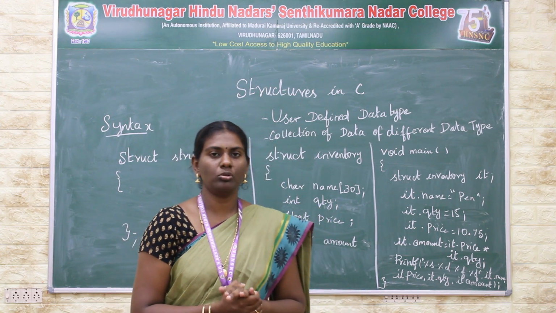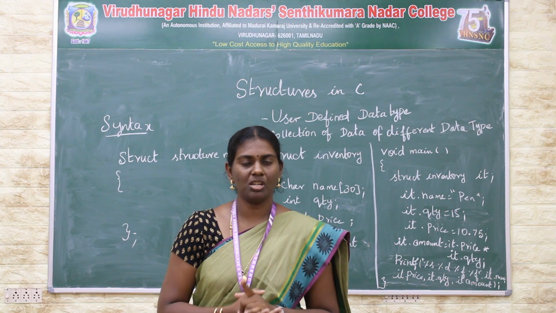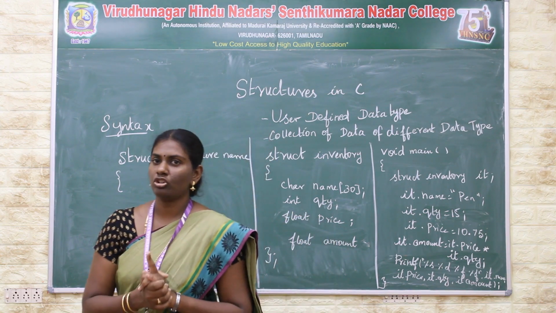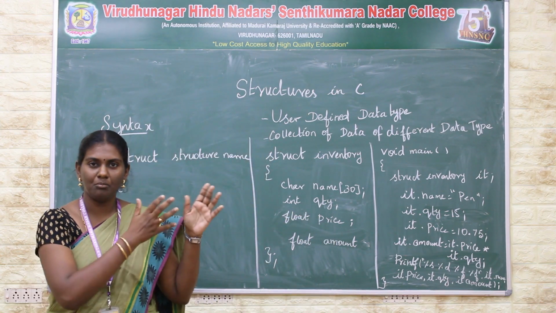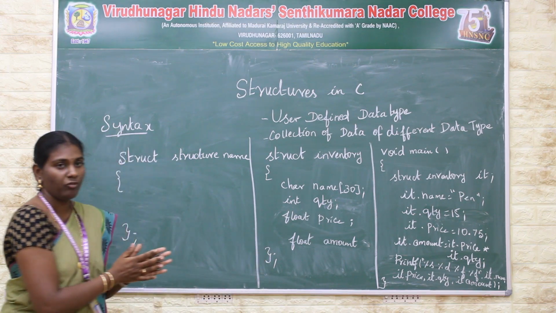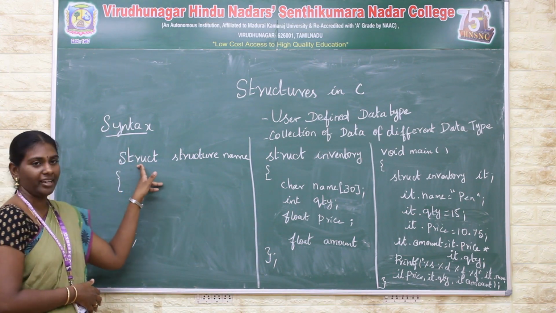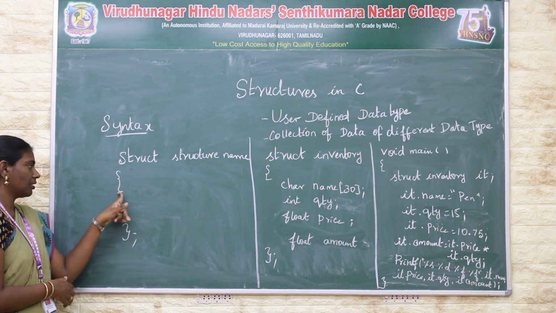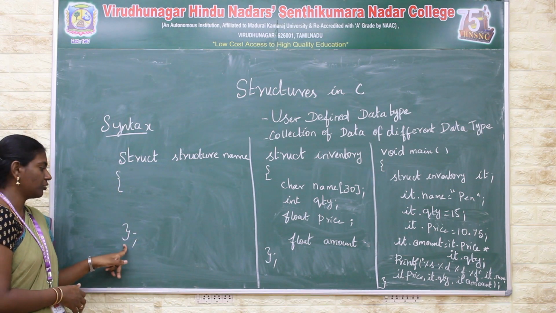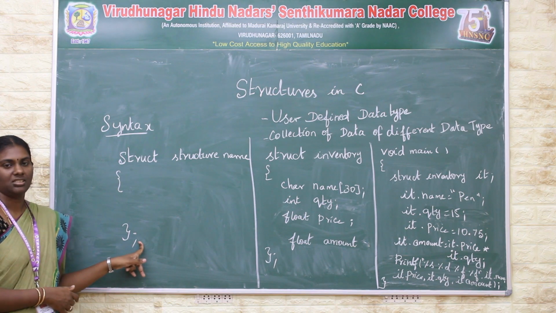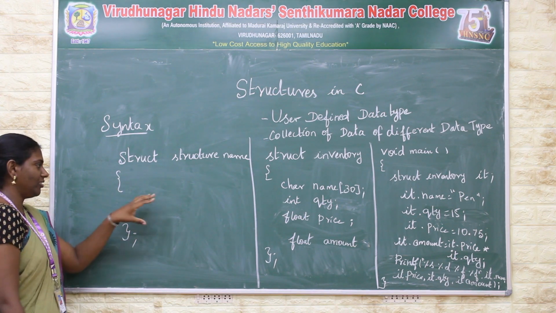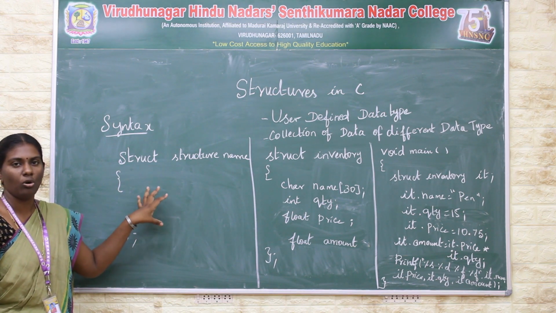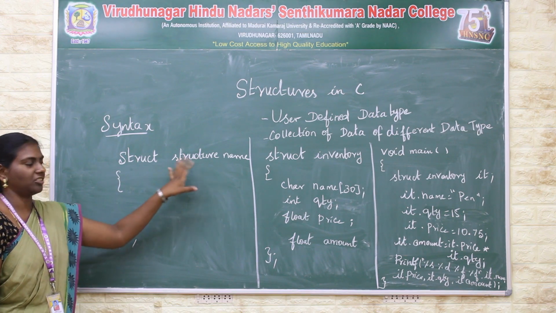Now let's see how to define the structure. The most important thing is the structure should be defined outside the main function. The syntax is struct. It is the keyword, then the structure name, and then the opening brace, closing brace, and semicolon. Semicolon is the most important thing. Within this, we have to declare all the variables of the structure.